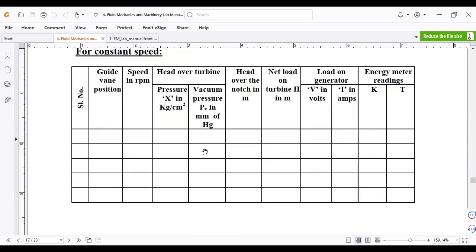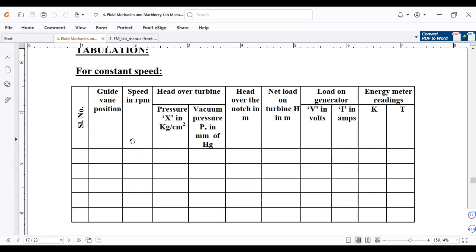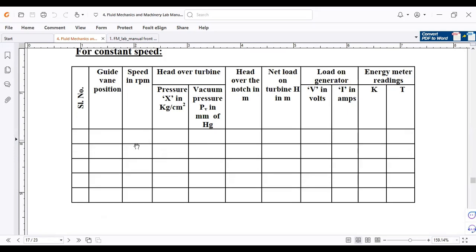For the calculation part, first we have to fix the guide vane position, but this will not come in the calculation part. But for different discharges, we can do the experiment. Here, once again, the speed is constant. In constant speed, what will happen? The speed will be constant for all the readings, and the head over the turbine should be taken.